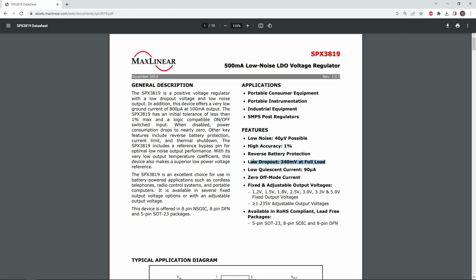The dropout voltage, as we spoke about before, is the minimum input-output differential. In this case, it's 300 millivolts at full load, and it depends on the loading. But for this regulator, let's say at full load, if I have a 3.3 volt output, I need at least about a 3.7 volt input to have this device turn fully on.